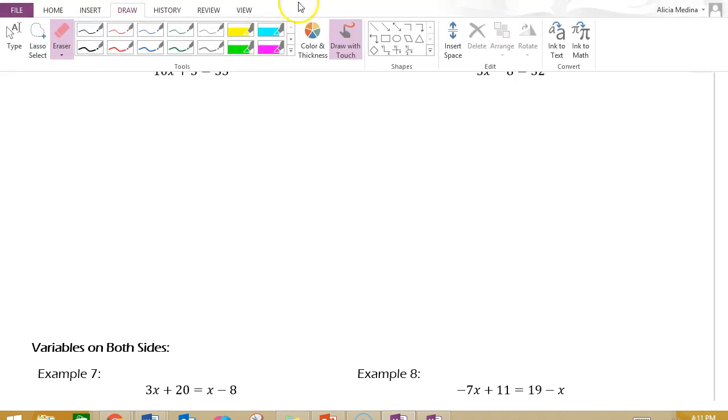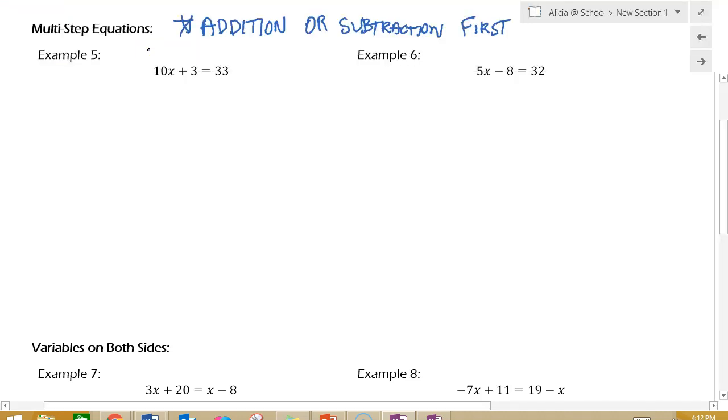Okay? So, looking at example number 5, I'm going to go ahead and bring my dotted line down. So addition and subtraction first. I know my variable is right here. I need to isolate. So I have to start doing the opposite operations. If I'm adding 3 on the left, I have to subtract 3 on both sides.